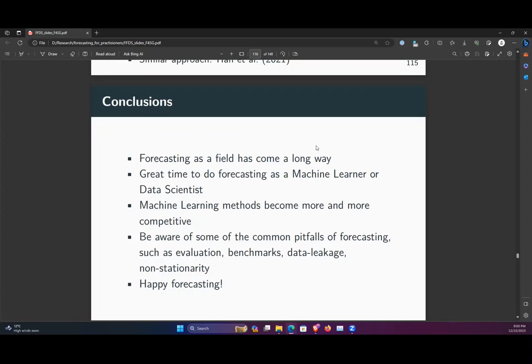We also talk about data leakage, non-stationarity. We talked a lot about that, like that you need to address that in certain ways. But yeah, with that, I think we conclude, and happy forecasting, everyone.